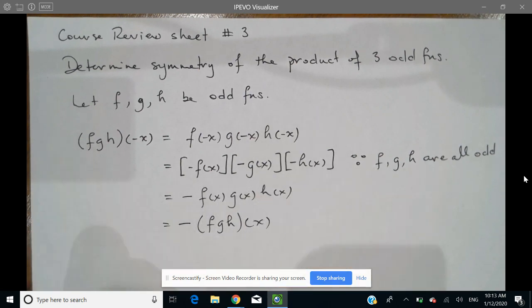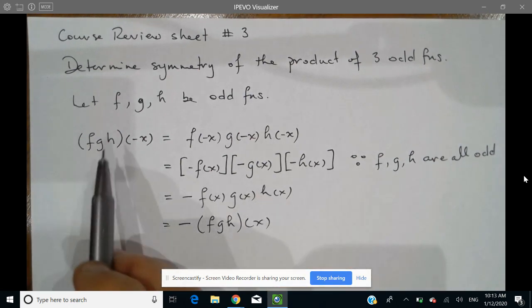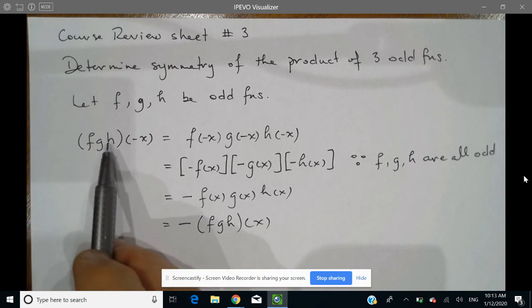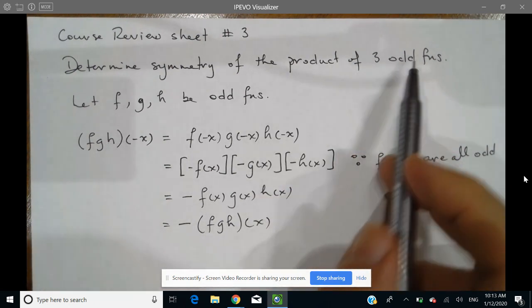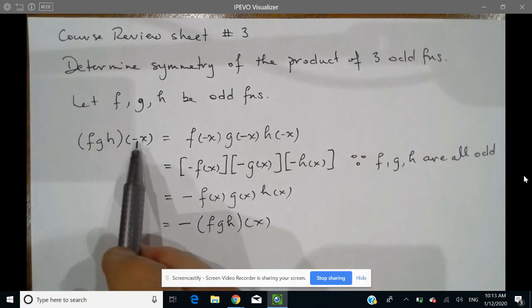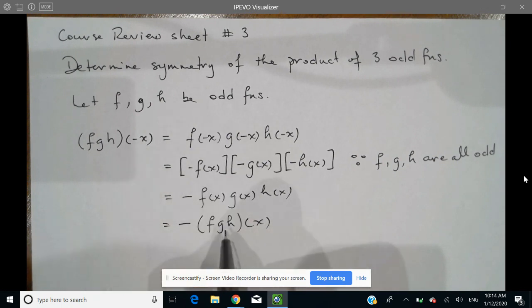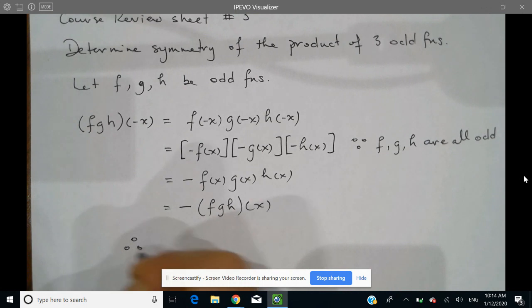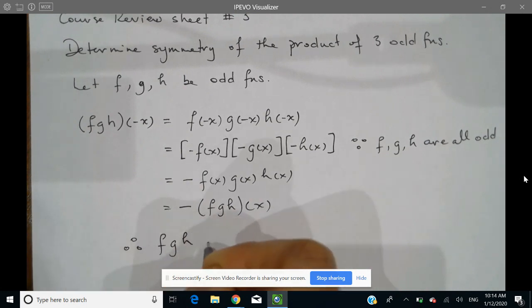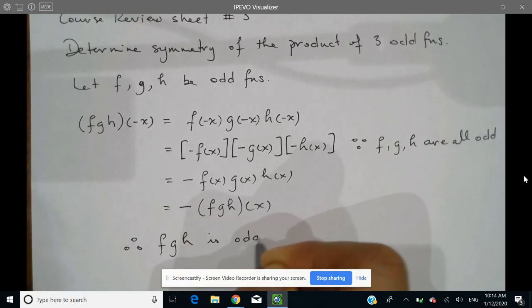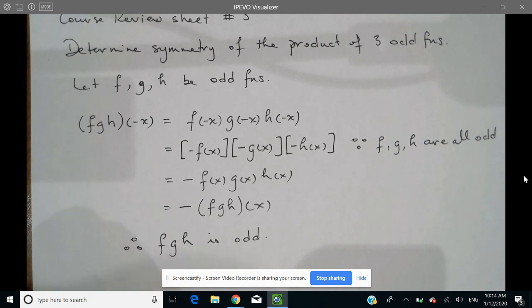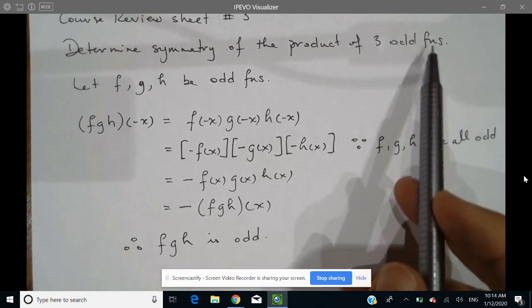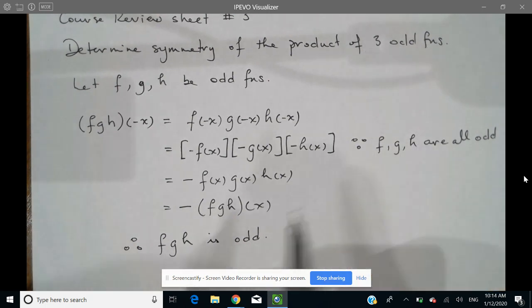So what have I shown? That the function I'm considering, in other words, the product of those 3 odd functions evaluated at negative x, is the negative of that same function evaluated at x. So this means that f g h is odd. Which means that if I multiply 3 odd functions, whatever they are, I know that the result is also going to be an odd function. That's it for this one.